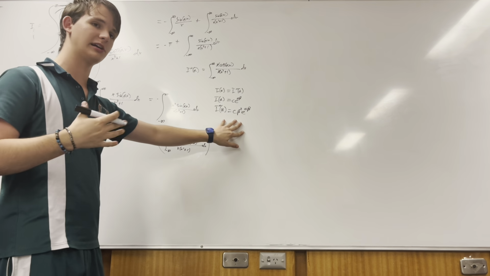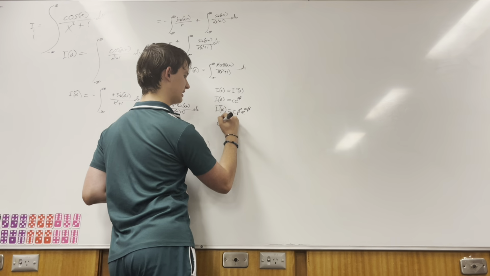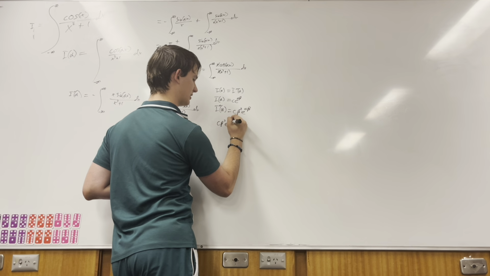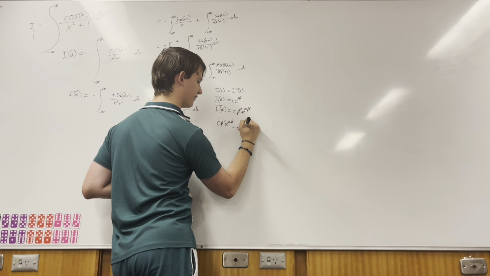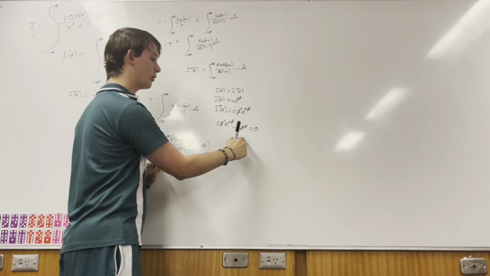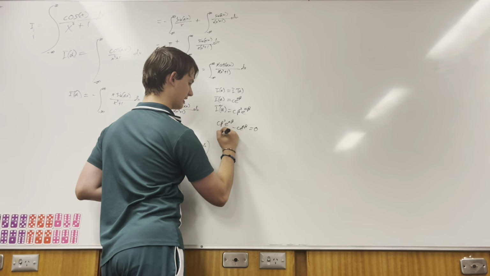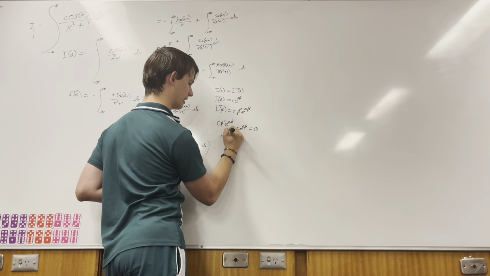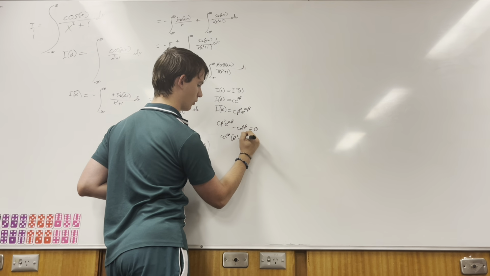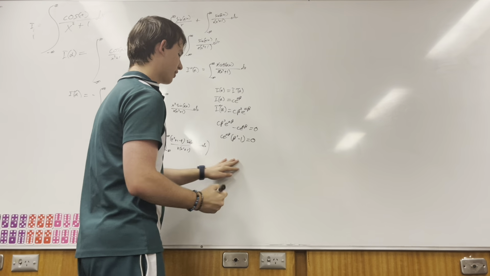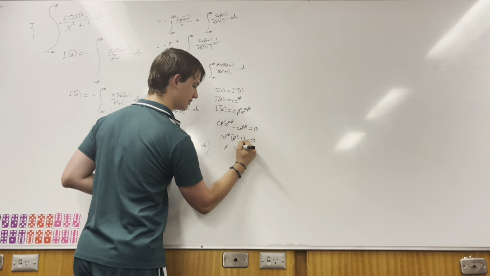Now, we can rewrite this. We already have our equation here. So what we're going to have is c beta squared times e to the alpha beta minus c e to the alpha beta equals 0. And so now we can factor out c e to the alpha beta, and we get c e to the alpha beta times beta squared minus 1 equals 0. And from this we get that beta is equal to plus or minus 1.